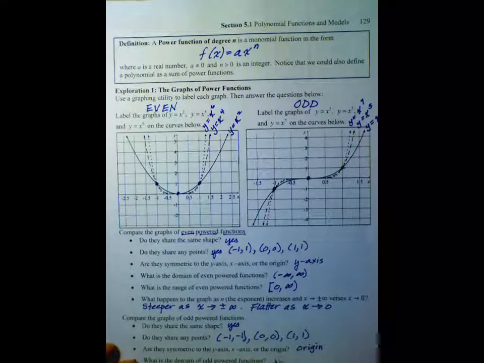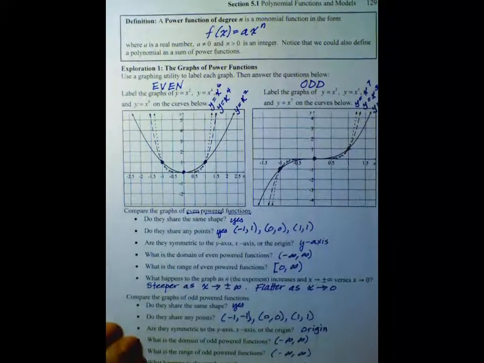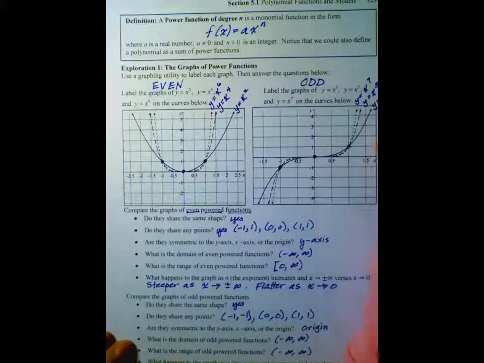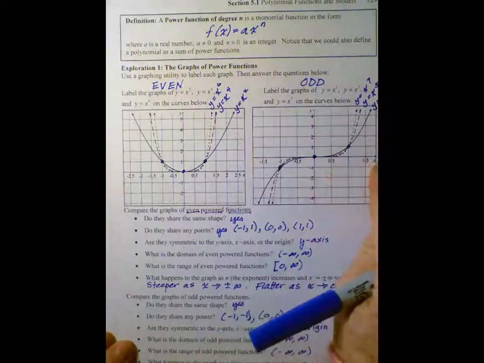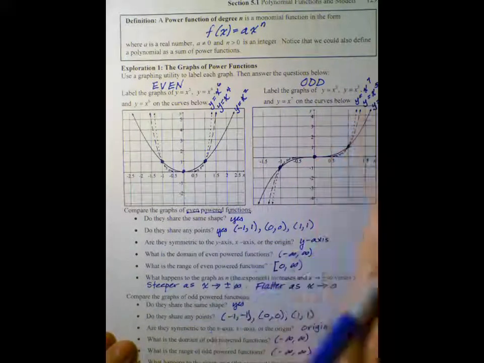What's the domain? Yep, all real numbers. How about the range? Yep, all real numbers. And what happens, again, let's think about it as n increases from 3 to 5 to 7, and we are going towards positive infinity. What's changing about our graph? Again, it's getting steeper, right?